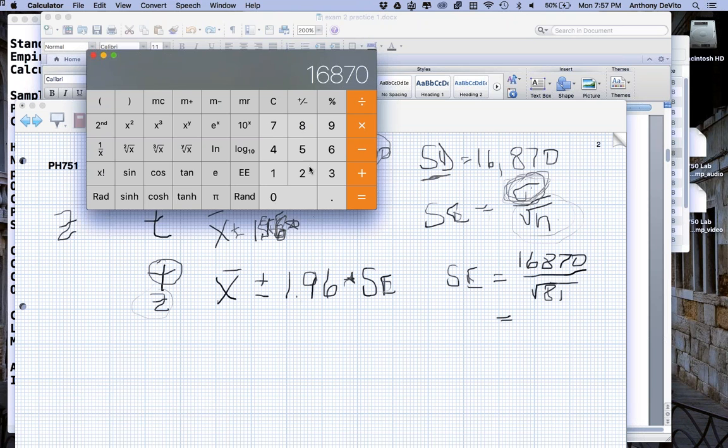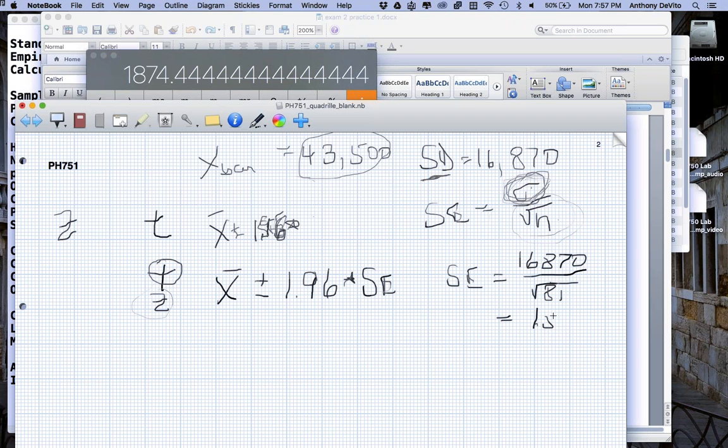16,870 divided by 9. Did I do something wrong here? Whenever you guys chatter in the background, I suspect I did something. I'm going to call that 1875. Okay, that's 1875. Is the sample size at 81 a big sample size?